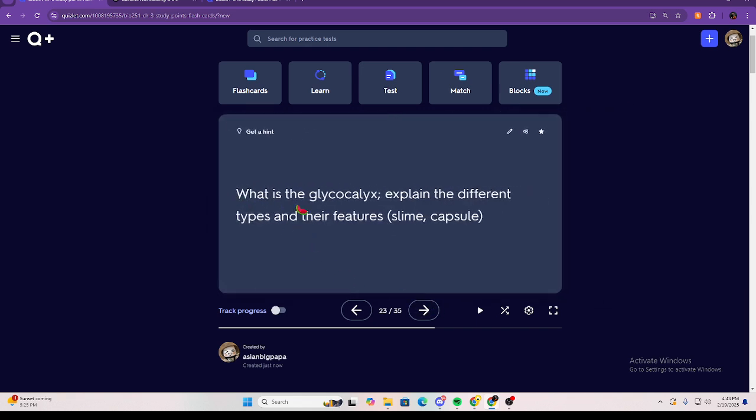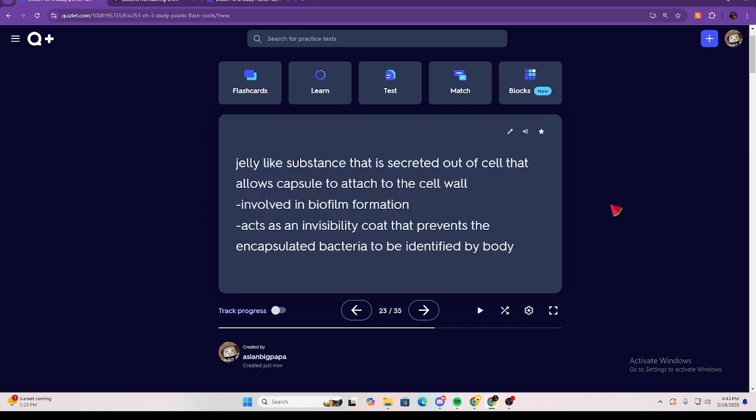What is a glycocalyx? You need to know this one as well. Explain the different types and their features. So a glycocalyx is basically like a jelly-like substance that is secreted out of a cell that allows a capsule to attach to the cell wall. And this is only in some bacteria, right? So it basically is involved in biofilm formation and kind of acts as an invisibility cloak that prevents the encapsulated bacteria from being identified by the body.